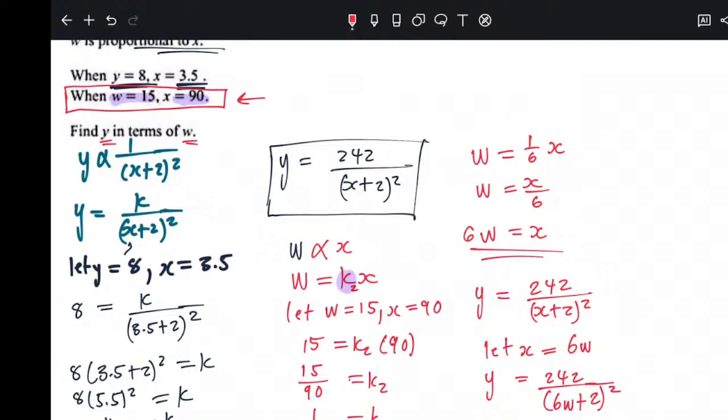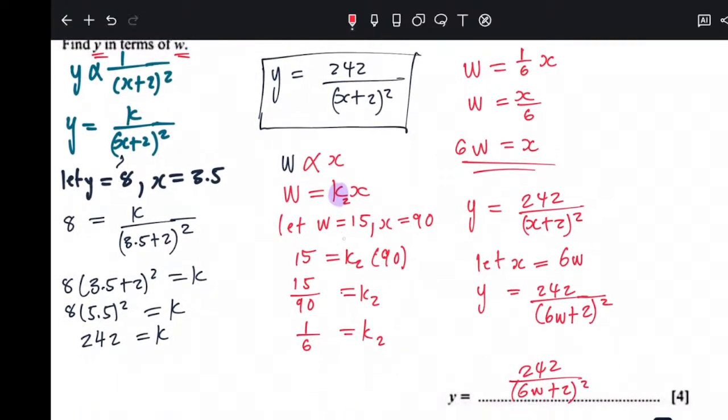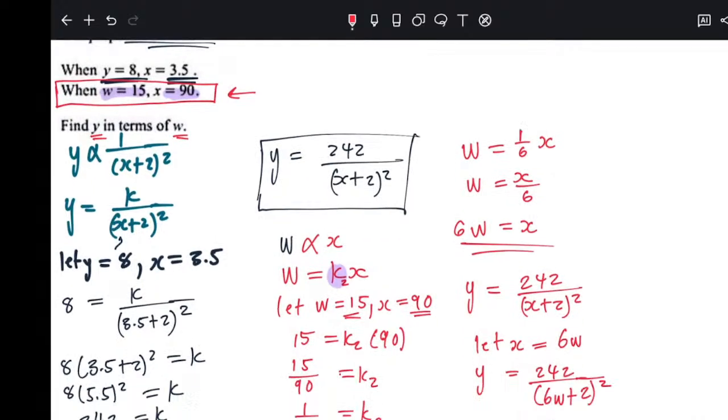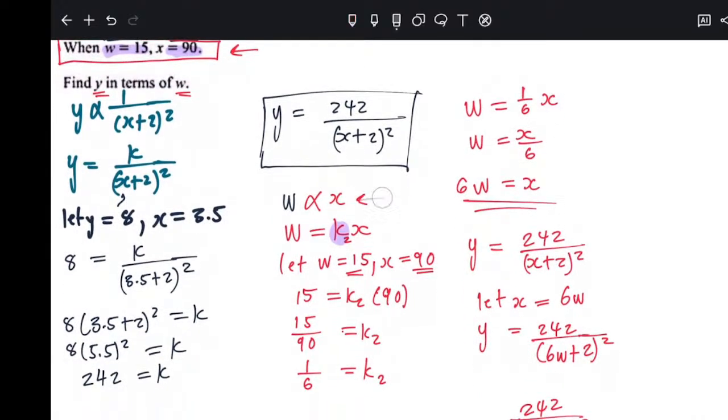To say W is 15 when X is 90. So let W be 15, X be 90. Do you understand? From this second statement here, W is proportional to X. So I wrote W is proportional to X. Then I have to remove this proportional sign.